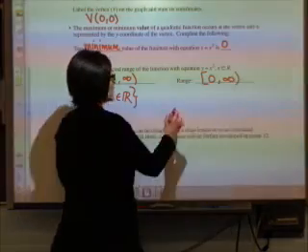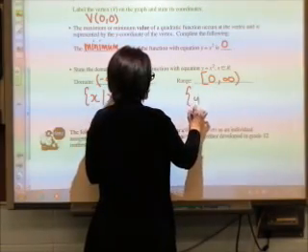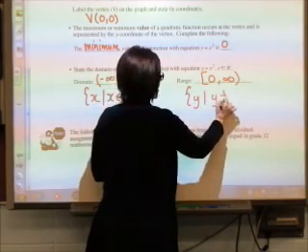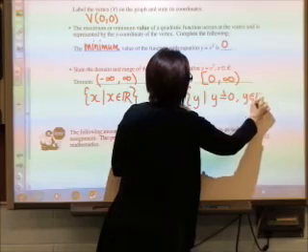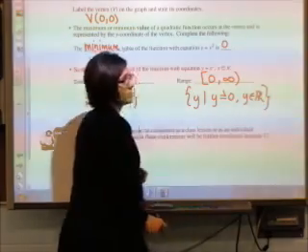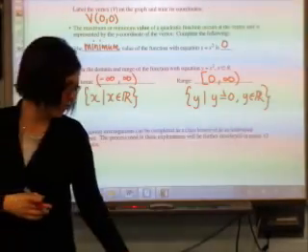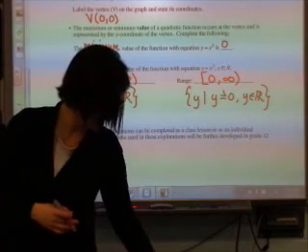If I use my set notation, the set of y values such that y is greater than or equal to 0, and y would be a real number. So you could use either form to demonstrate this domain and range.